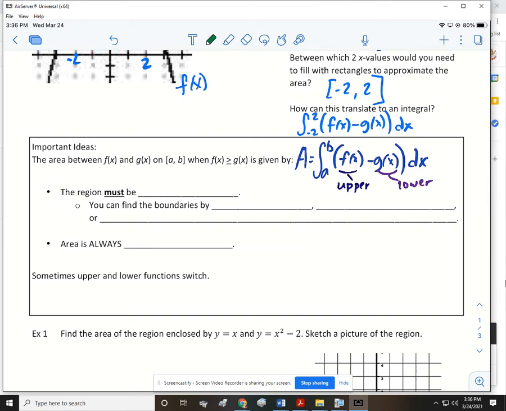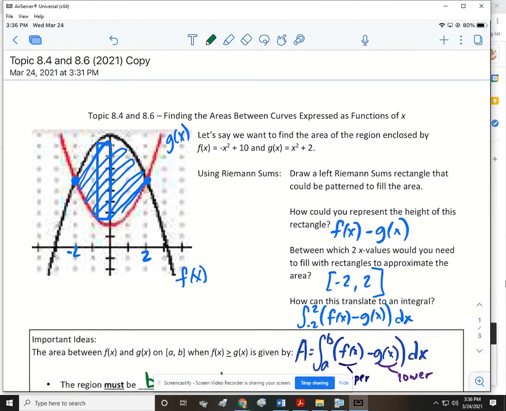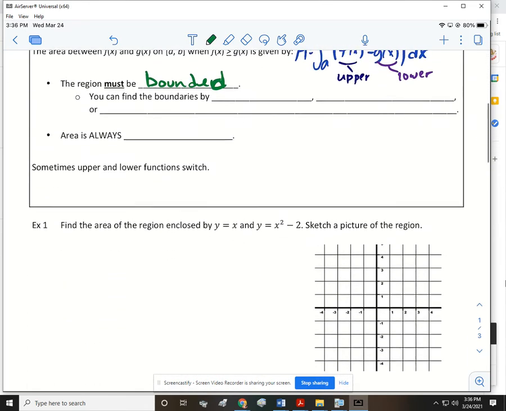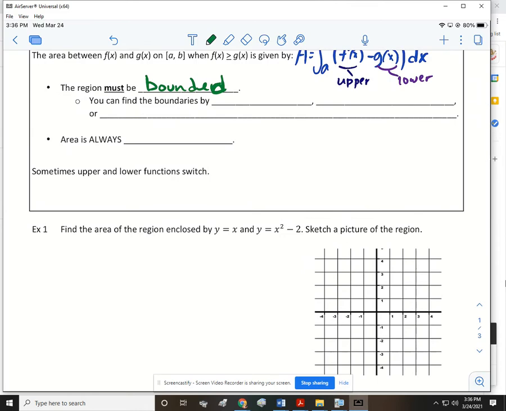All right. Now, for this to work, the region must be bounded. So there's no open hole. So this is an example of a bounded region. And you can find the boundaries by graphing by hand, graphing using a calculator, or solving a system of equations.